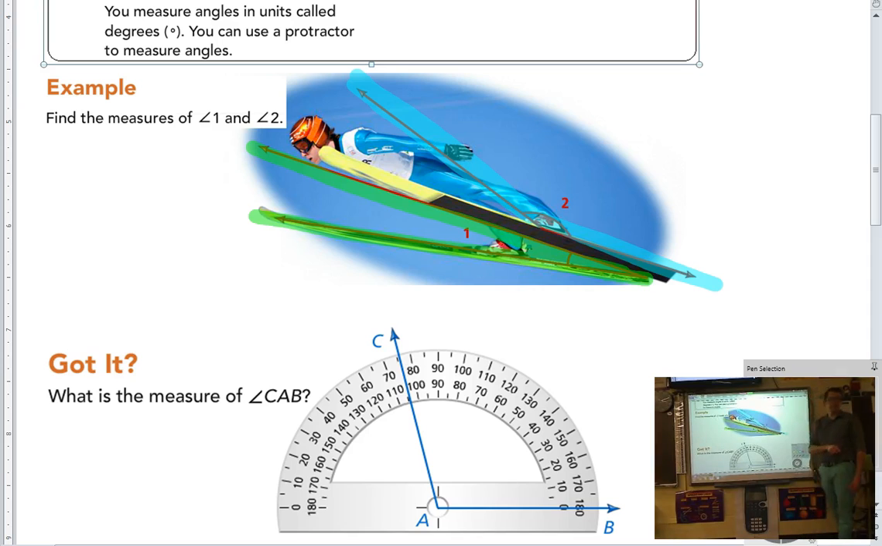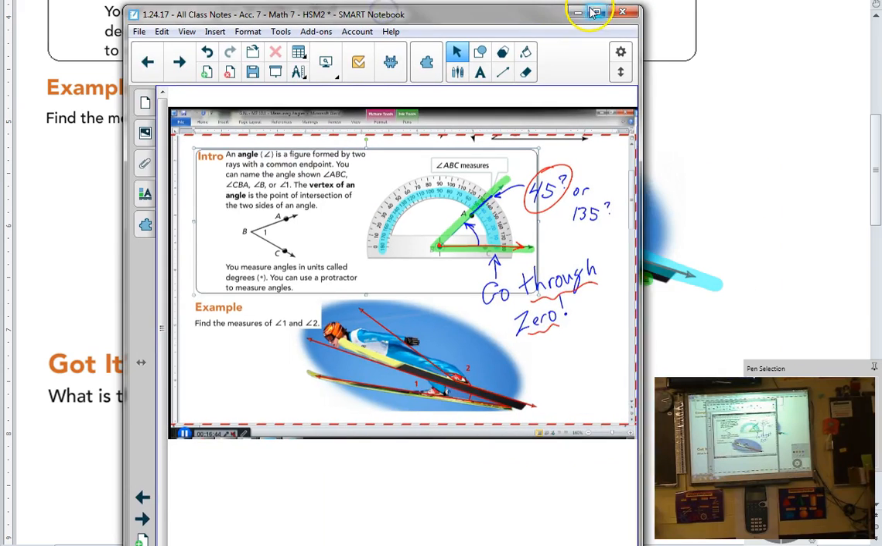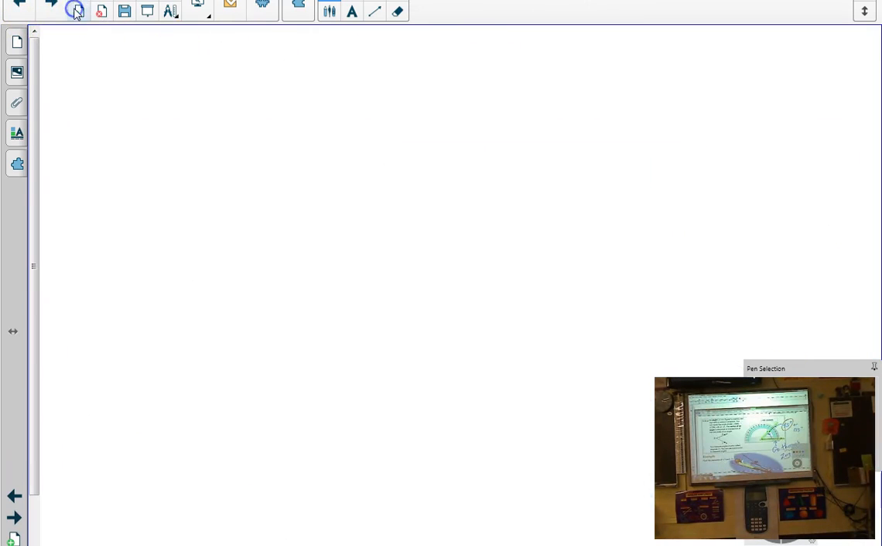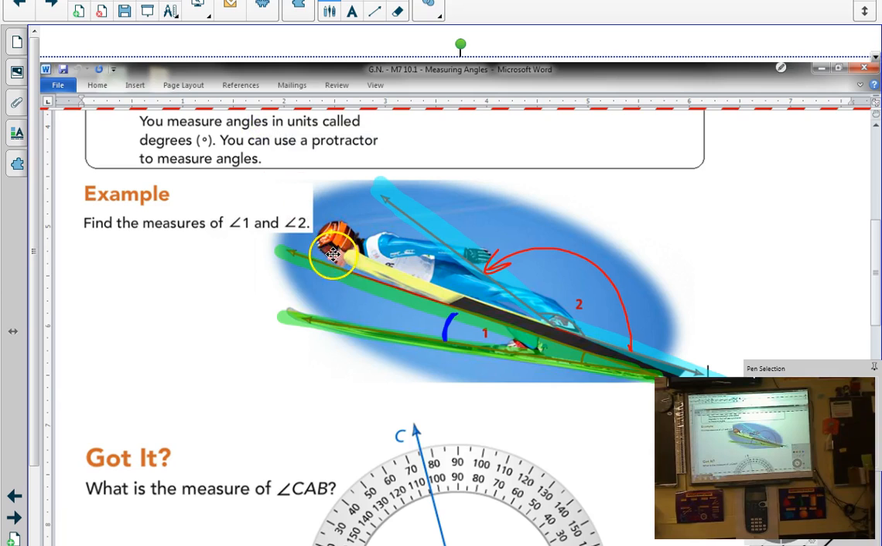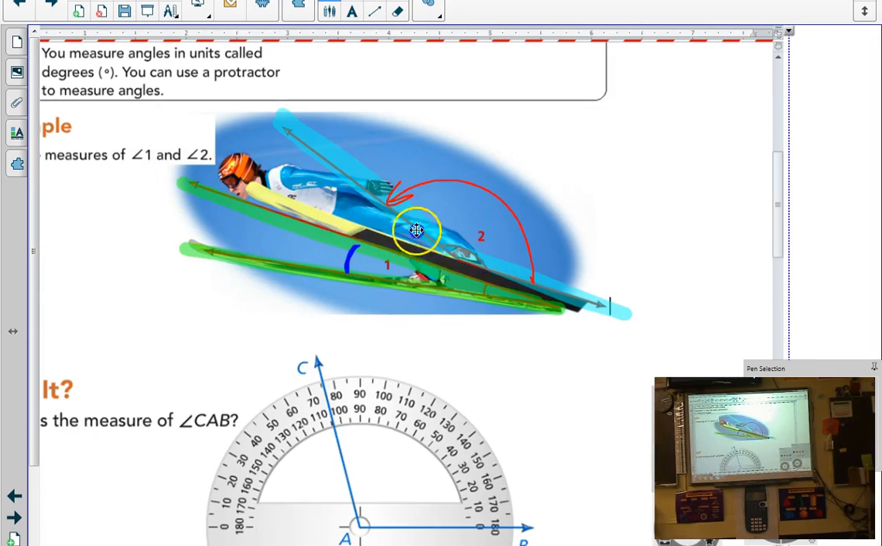So it's hard to see on your paper, but angle 1 is this little guy. Angle 2 is this big guy. So here's what we're going to need to do. You've got to use your protractor now. I am going to take a picture and bring my smartboard down and plop it right in here. So here's your notes, right? I'll make this even bigger.